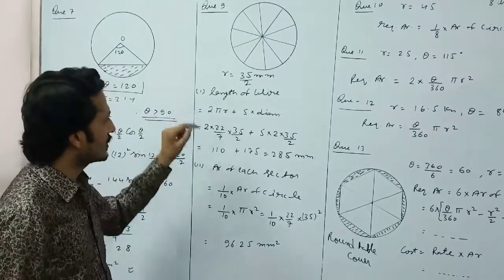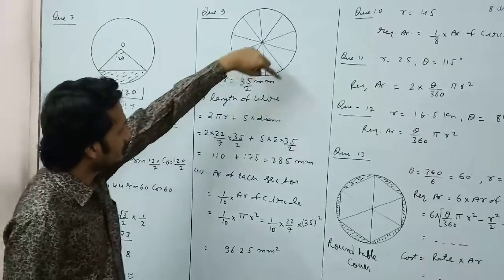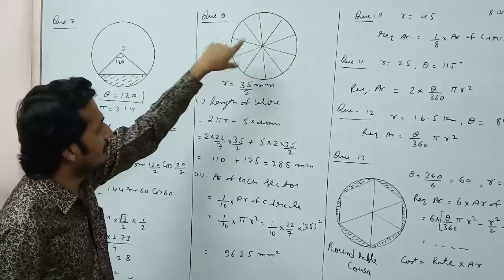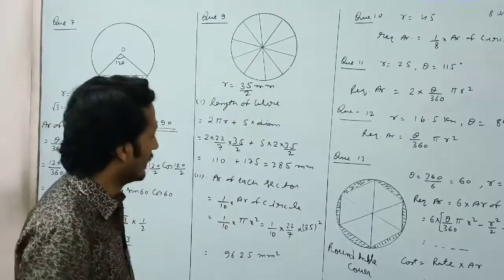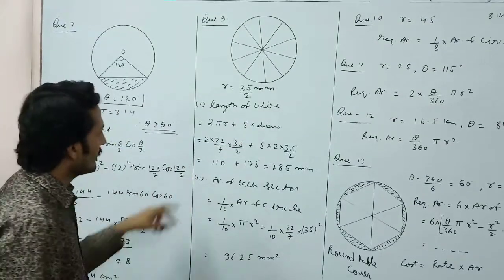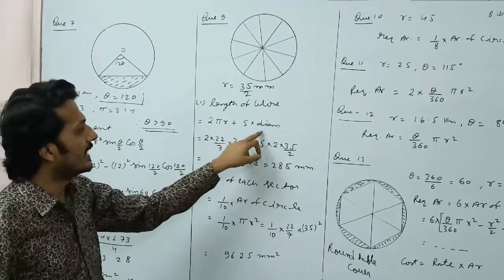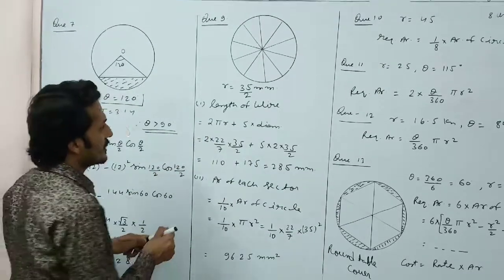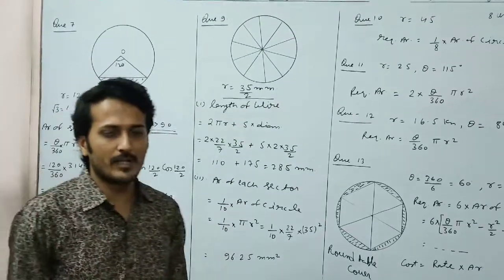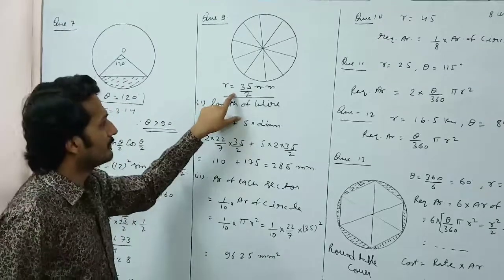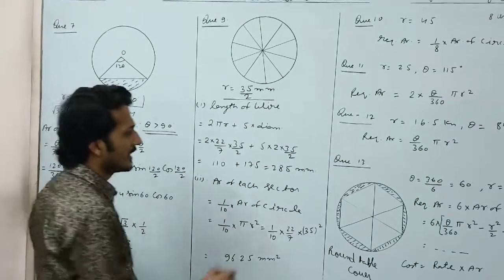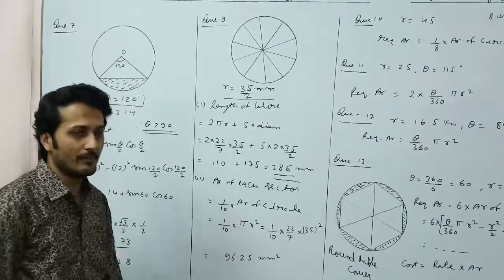So first of all, in the question we can observe that for making the brooch, the silver wire is used along the circumference and the 5 diameters that are given in the question. So length of wire will be circumference plus 5 into diameter. Now the circumference is 2 pi r and diameter is 2 r. The radius is not given, we are given the diameter, so radius is half of diameter, so r will be 35 upon 2. Now put the values, then we get the required answer 285 mm.